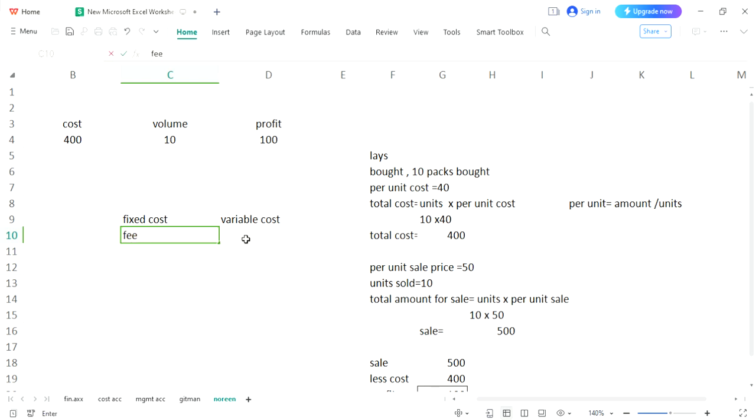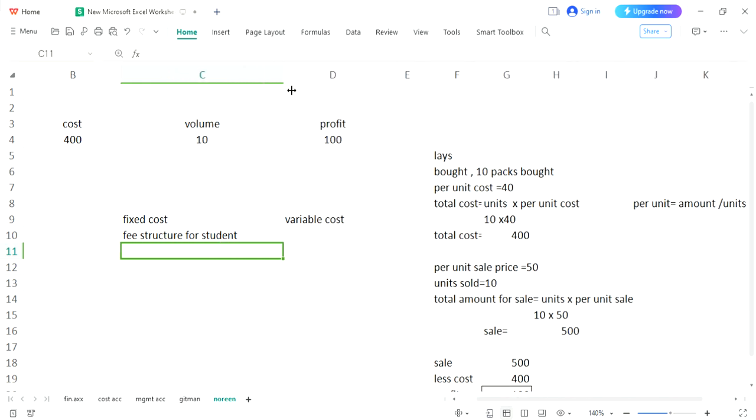So, fee structure for a student. The fee structure for the student would be the same. What I have said, if you are coming for 1 day, or if you are coming for 30 days, or you are coming for 8 hours, or you are coming for 4 hours, or even if you are not coming, you will have to pay the same amount of fee. It means it is a fixed cost. The fee structure for the student is a fixed cost.